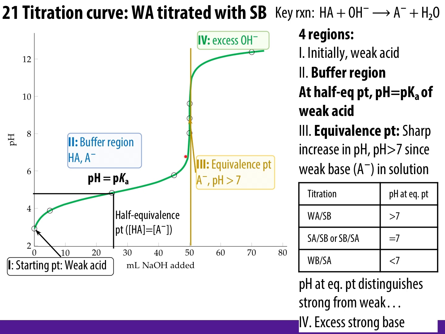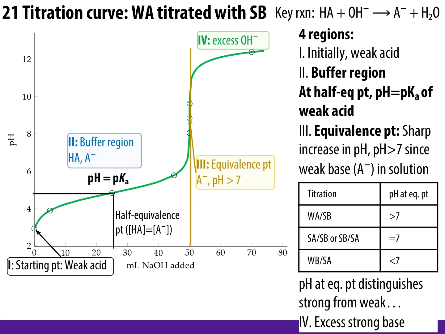Then when you go to the equivalence point, that's where we can sort of distinguish a strong acid from a weak acid. So weak acid titrated with a strong base has a pH greater than 7 because of the production of that weak base in solution. Again, think about it as the strong base wins out over the weak acid and forces the pH basic at the equivalence point.